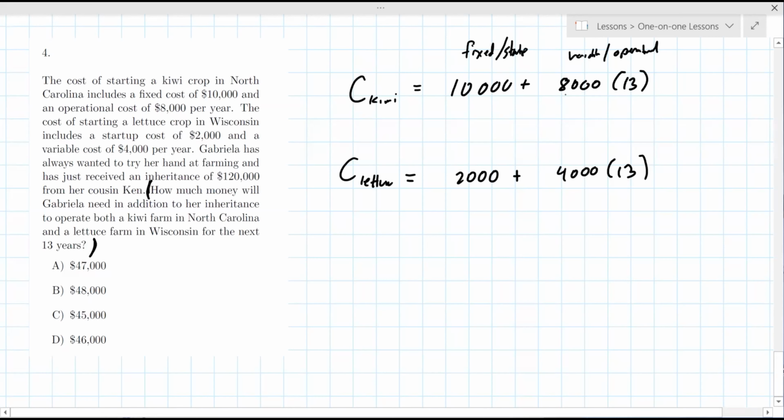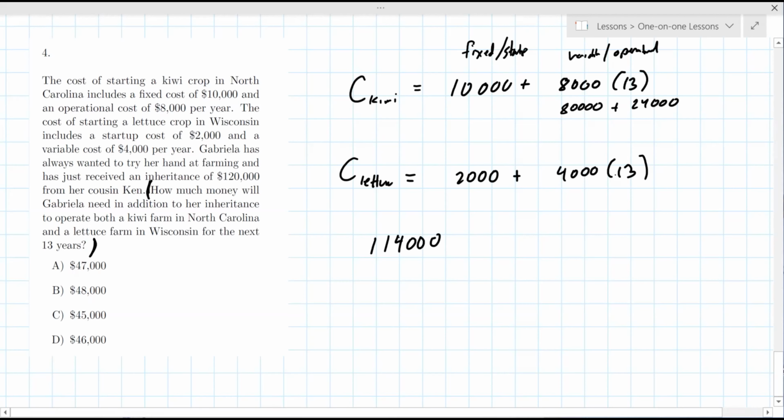So I can do it without a calculator. 8,000 times 13 is 8,000 times 10. That's 80,000. Plus 3 times 8, that's 24,000. So that's 104,000 plus the 10,000, that's 114,000 for the kiwi. Okay, I did that without a calculator.